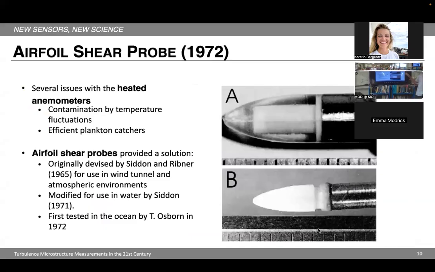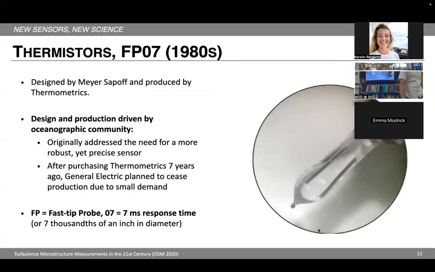And then finally, Tom Osborn figured out how to make these bimorph beam shear probes work in the ocean. And they turned out to be a lot better because they were much less temperature sensitive than the other methods. And so really, that's what we've been doing for like 50 years. We haven't really stopped measuring turbulence that way in all that time.